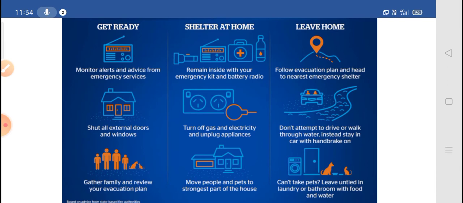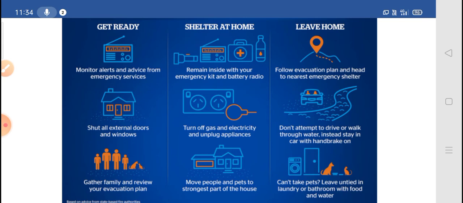So first of all, get ready. Monitor alerts and advice from the emergency service. Second thing is shut all the external doors and windows. You have to gather family and review your evacuation plan. Then have a shelter at home. Remain inside with your emergency kit and battery radio.